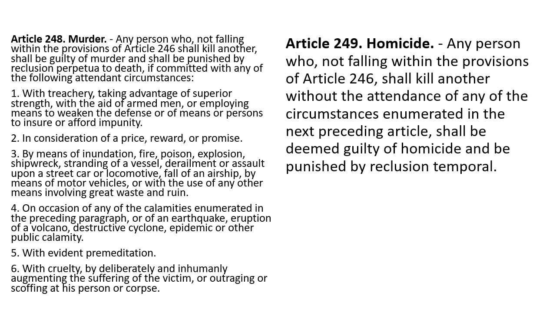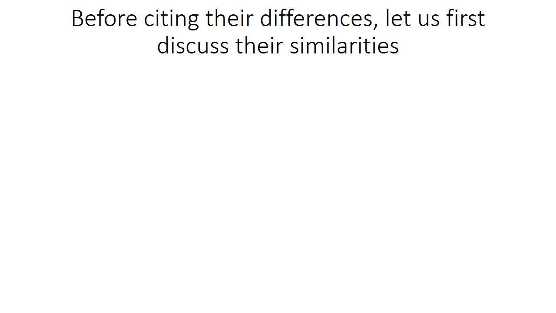This time, I'm going to read to you the provision on homicide, which is Article 249 of the Revised Penal Code. Any person who, not falling within the provisions of Article 246, shall kill another without the attendance of any of the circumstances enumerated in the next preceding article, shall be guilty of homicide and be punished by reclusion temporal. But before citing their differences, let us first discuss their similarities.